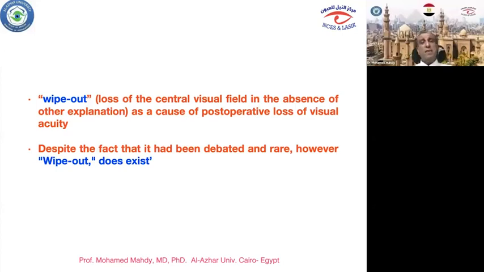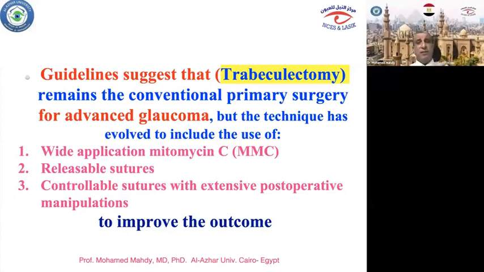What do the guidelines suggest? The guidelines suggest that trabeculectomy remains a conventional primary surgery for advanced glaucoma, but techniques have evolved to include wide application of mitomycin C, and employment of releasable sutures, controllable sutures with extensive postoperative manipulation. This is to do two things: to improve the outcome of surgery and to make trabeculectomy a safe surgery in advanced cases of glaucoma.